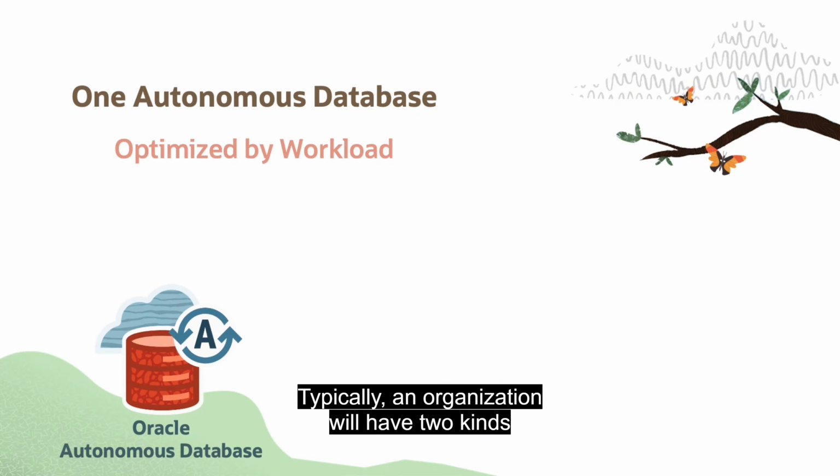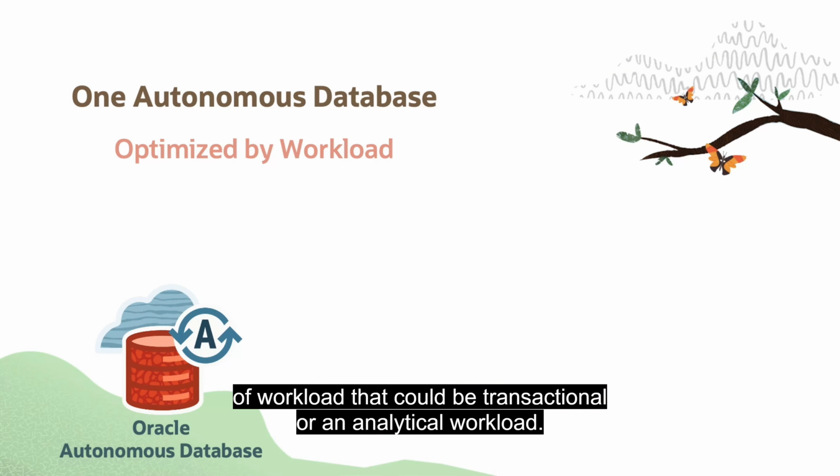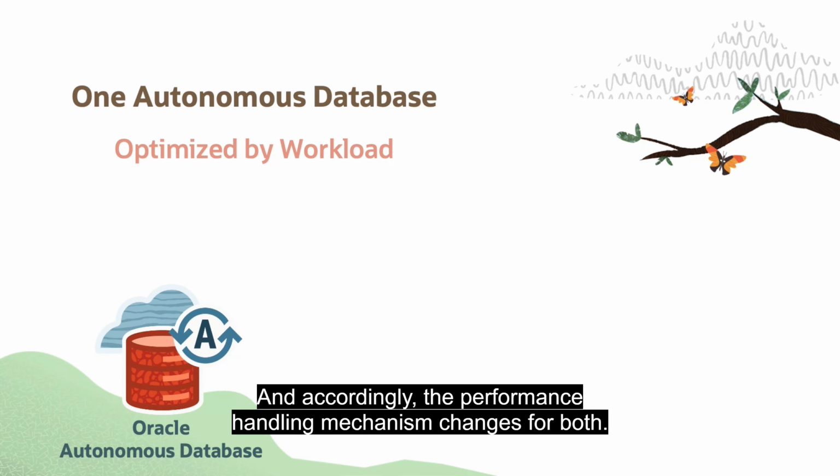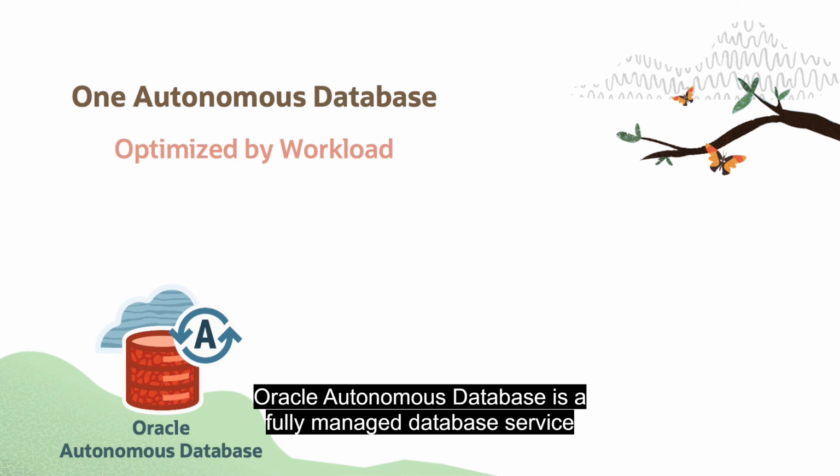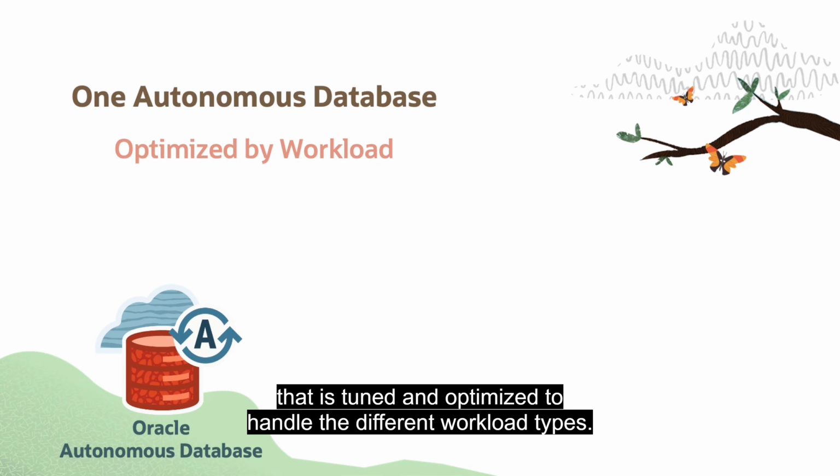Typically, an organization will have two kinds of workload: transactional or analytical. Each type of workload differs by the way data is stored and retrieved, and accordingly the performance handling mechanism changes for both. Oracle Autonomous Database is a fully managed database service that is tuned and optimized to handle the different workload types.